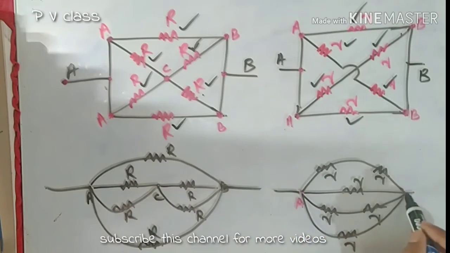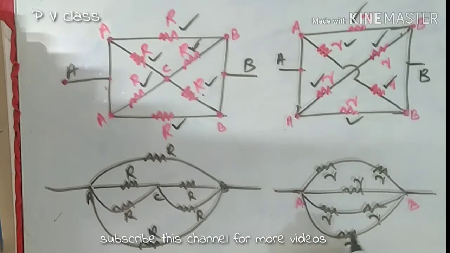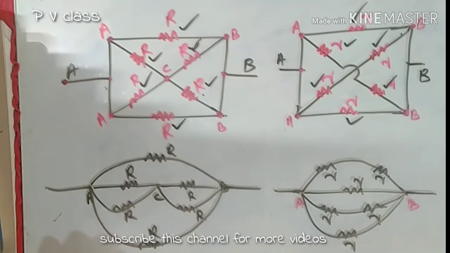And if we are simplifying the circuit, we'll get our answer. We'll have to consider these two resistors are series. We'll solve this answer, and these two resistors are also series. We'll solve that, and the whole thing will become parallel, and we will solve the answer.